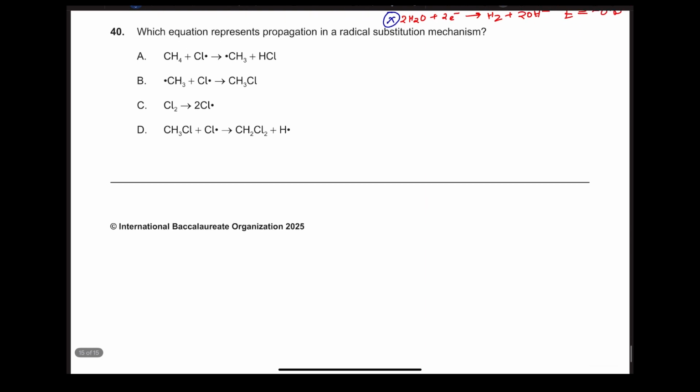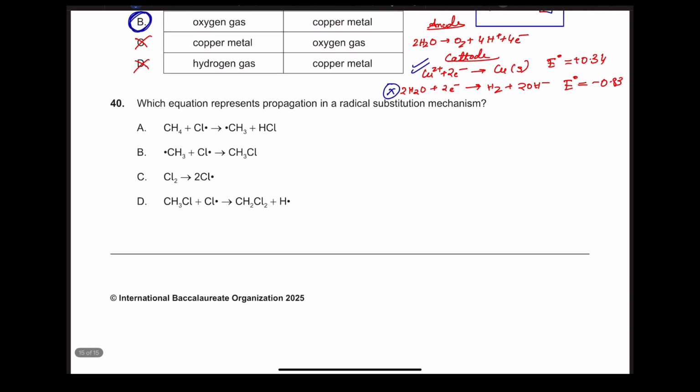Now, moving on to the last question. Which equation represents propagation in a radical substitution mechanism? All right, let's check. Now, the initiation step would be Cl2 breaking down into two chlorine free radicals. So option C is an initiation step, right? Another way of identifying an initiation step is that you have more free radicals on the product side as compared to the reactant side.